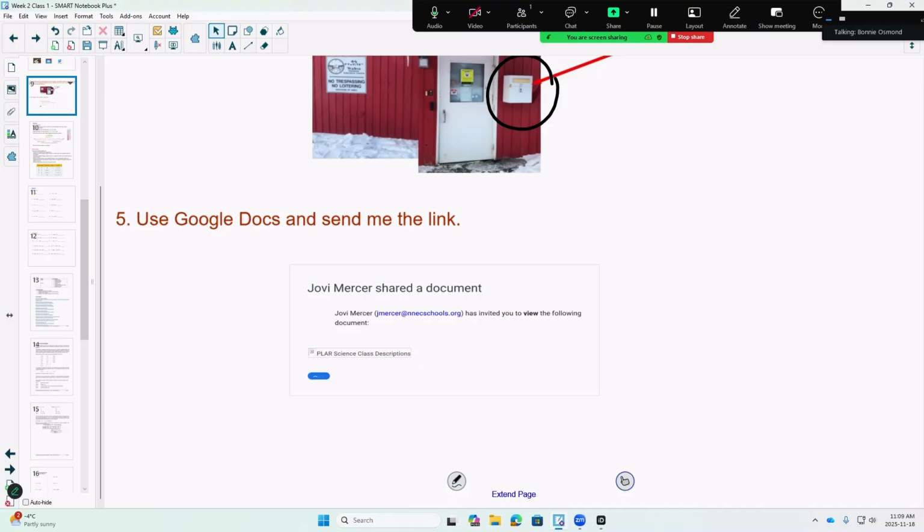The last way is to use Google Docs and send me the link. So if you're doing your work on Google Docs and you're sending me the link, make sure the link is shareable so that I have access to it.